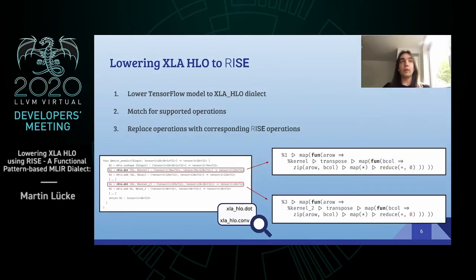So the first step in our approach is lowering the TensorFlow model to the XLA HLO MLIR dialect. And here on the left-hand side, you see a shortened version of this MNIST model in this dialect. And here we match for supported operations, for example, matrix multiplications or convolutions. And in this particular example, we find two dots, so matrix multiplications in this case, and replace them with the corresponding RISE operations on the right-hand side, which is exactly the matrix multiplication we've just seen. And in consequence, after these steps, the operations that we are interested in are all represented in the RISE dialect.